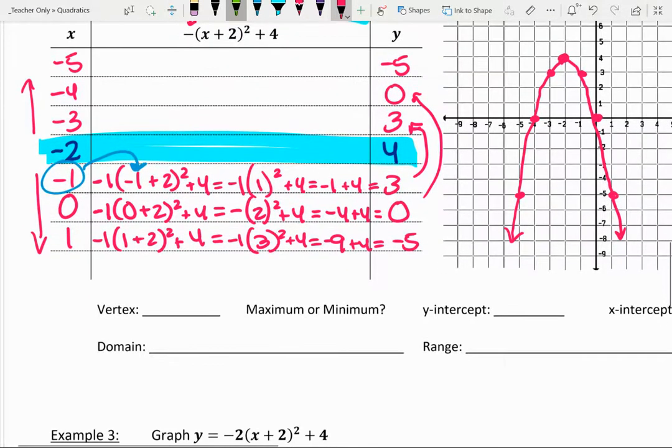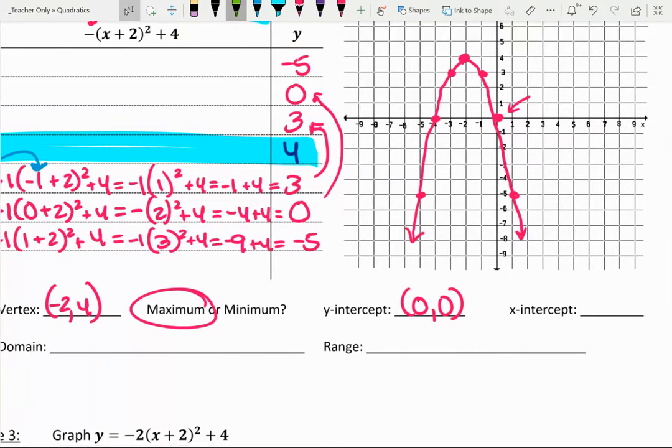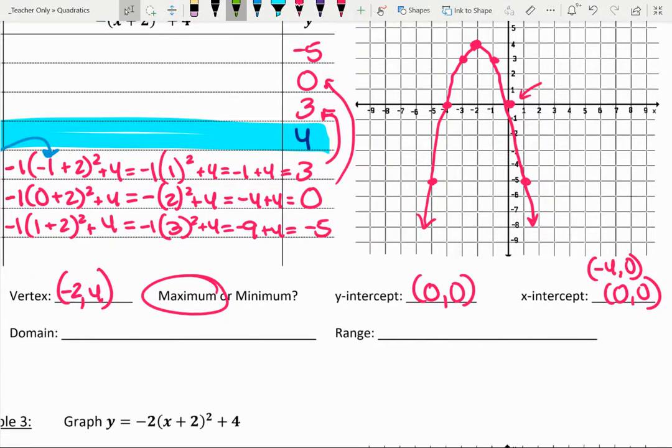So from here, I already know my vertex, -2, 4. My vertex is at the top of my graph, so it is a maximum. My y-intercept I found along the way. It is 0, 0, right there where it crosses the y-axis. My x-intercepts, there's actually 2 of them. One is going to be at -4, 0, and the other one is at 0, 0. It's okay to use that point twice if it happens to be both an x-intercept and a y-intercept.